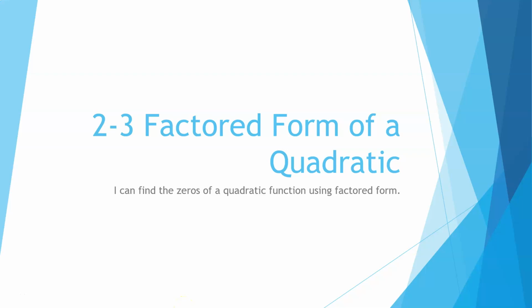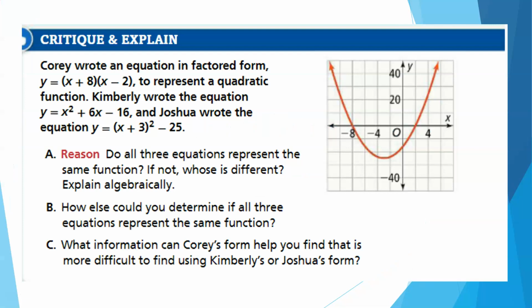Today in Algebra 2, we are looking at section 2.3, and we're going to look at the factored form of a quadratic function. Within that, we're going to be able to find the zeros of a quadratic function because we have that factored form. So this is the third form we are looking at. We're going to look at this warm-up, which will review the other two.